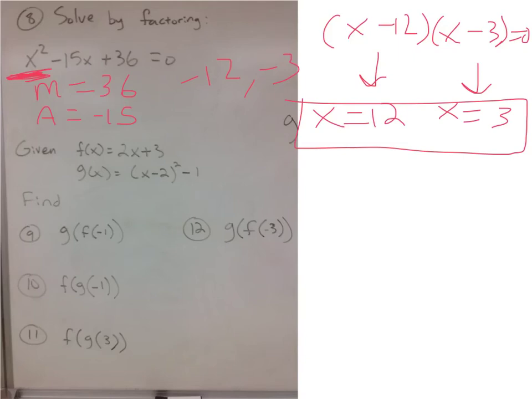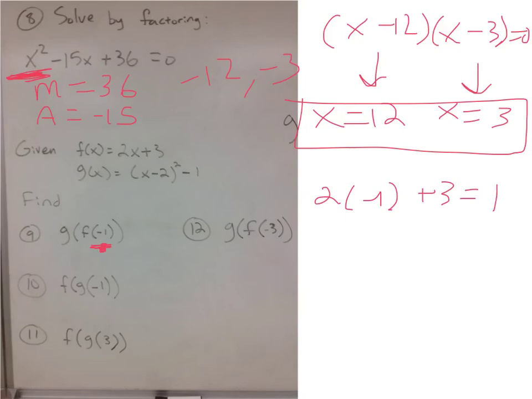Now we are going to do some compositions, some basic compositions. Remember, that's where you take the inside piece, the number here, plug it into the function that it's closest to. So I'm going to plug negative 1 into f. And looking back up the f function, that's going to be 2 times negative 1 plus 3. Well, 2 times negative 1 is negative 2, plus 3 is positive 1.